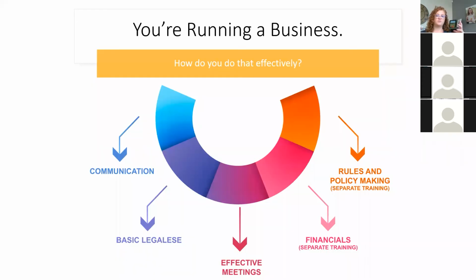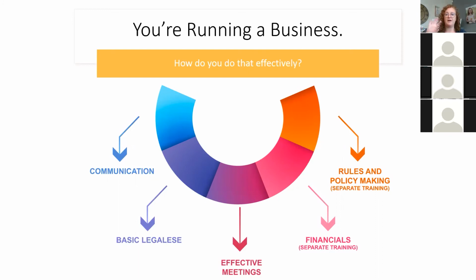So what does running a business look like, if you distill those three things from earlier in the presentation: community, business, and governance? What are some of those buckets that we oversee as a board? You're taking those obligations and making sure that the decisions you're making are effectively carrying out the charge of this corporation. So you are setting rules, overseeing financials, running effective meetings, making sure that you're doing it legally, and communicating with your ownership on that.